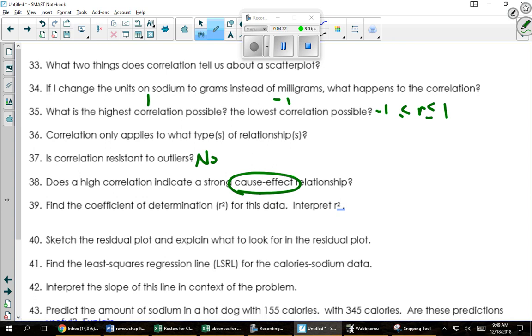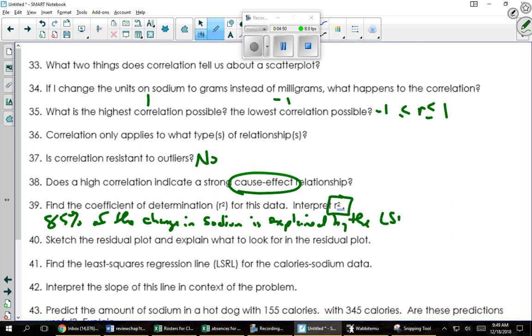The coefficient of determination, as we mentioned before, was about 85, which is 85% of the change in y is explained by the least squared regression line of y on x. 85% of the change in sodium is explained by the least squared regression line of sodium on calories, y on x.